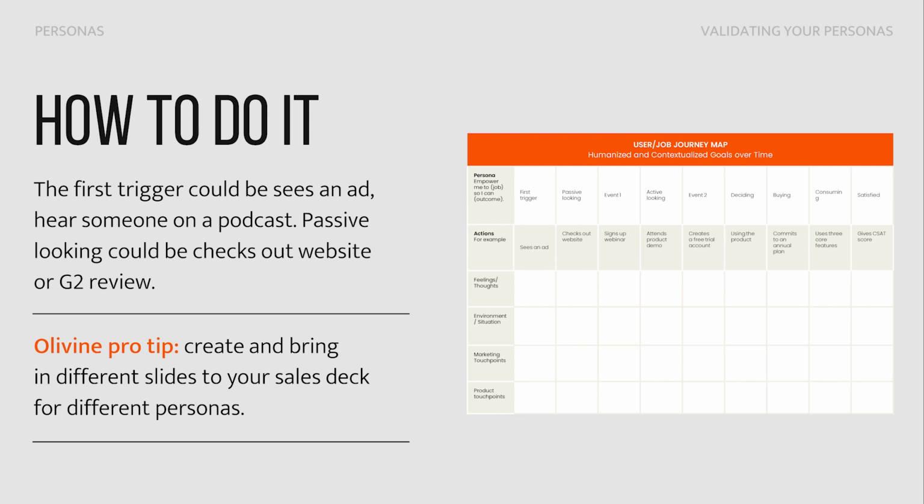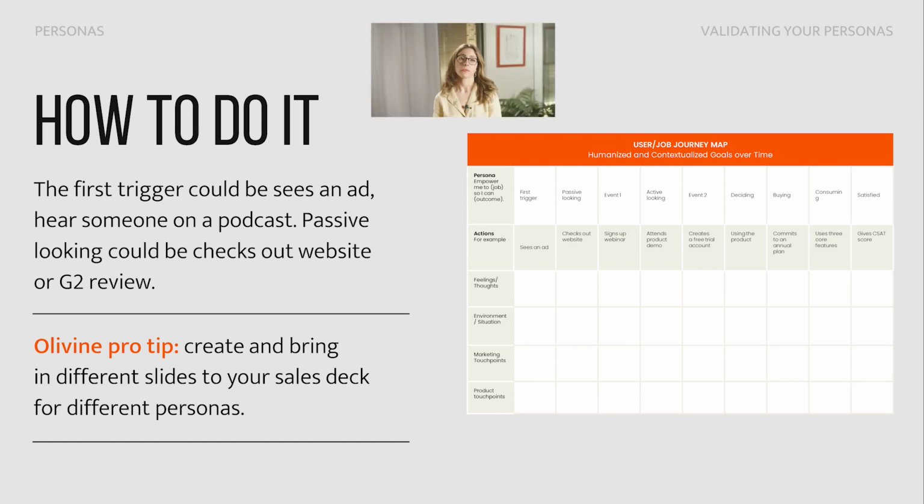So how do you do that for yourself? Well, firstly, you want to be able to create a high-level template or outline that lets you map out and view what the buyer journey looks like and helps you humanize and add context to it. So for example, if you're looking at actions, the first trigger as an action could be they see an ad, or they hear someone on a podcast, or someone at a conference. The next step or action could be passively looking at a website or checking a G2 review, right? And so on and so forth.